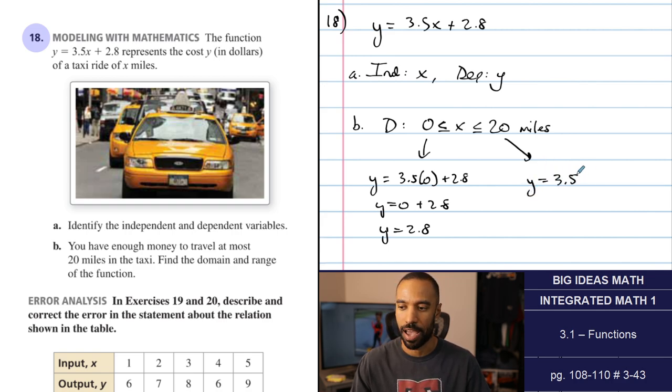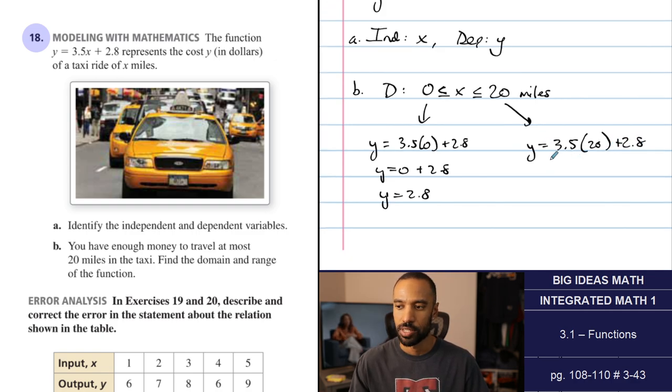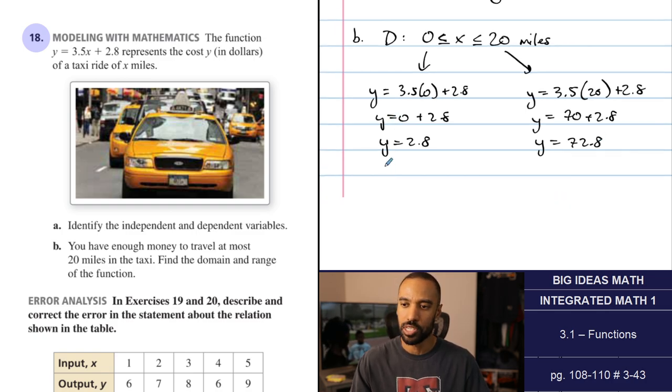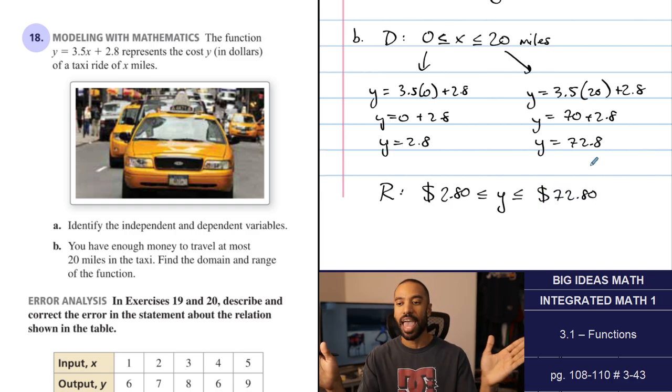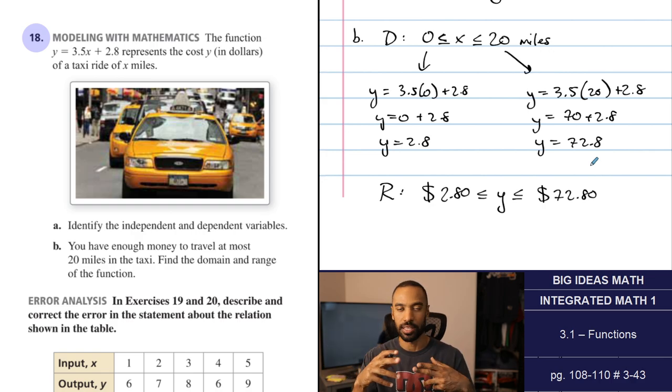Let's do 3.5 times 20 plus 2.8. That's 70, and 70 plus 2.8 is 72.8. Now, I want to do this in terms of units here. So our range, if we enter that taxi, we're going to be spending as little as $2.80 and as much as $72.80.